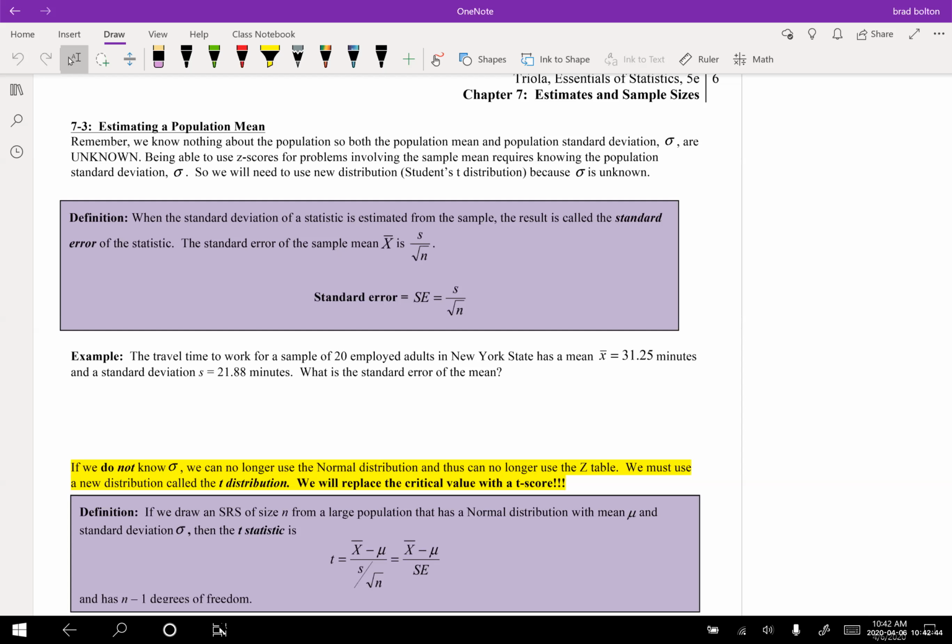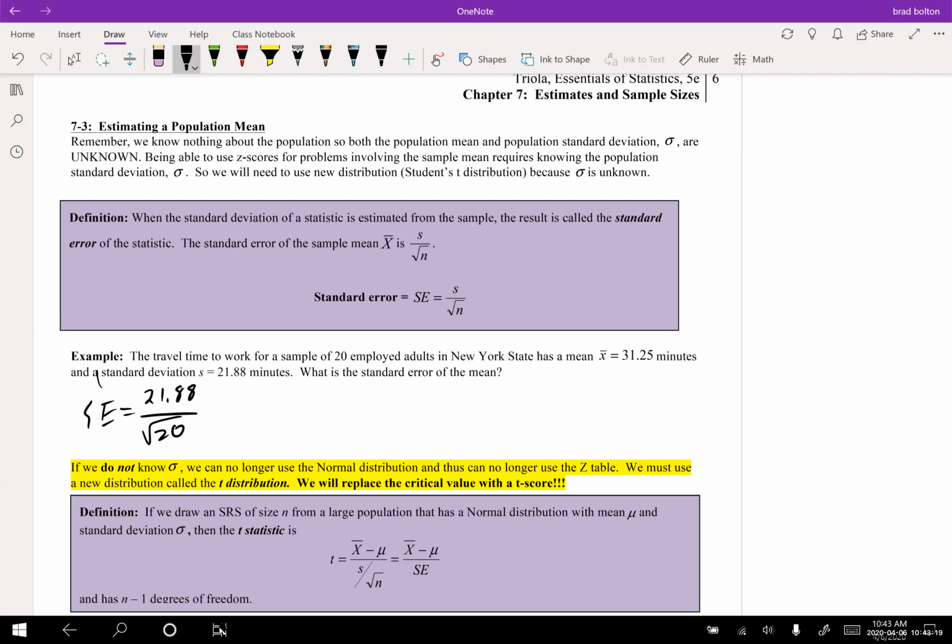So in this problem here, if we wanted to just find the standard error, it says the standard error is equal to the standard deviation divided by the square root of n. So it says the travel time to work for a sample of 20 employed adults in New York State has a mean of 31.25 minutes and a standard deviation of 21.88. What is the standard error of the mean? So they're telling you the mean, and they want to know the standard error. Well, they're going to use 21.88 divided by the square root of 20.